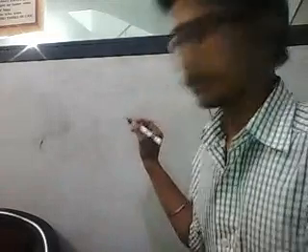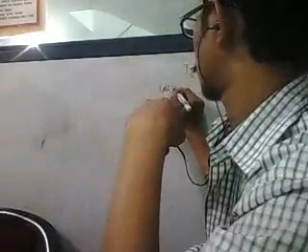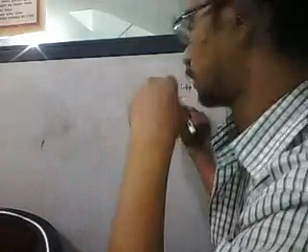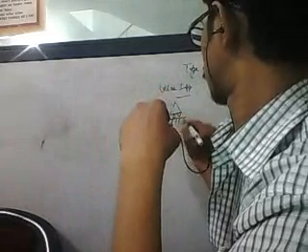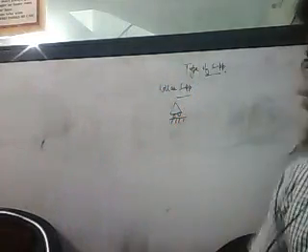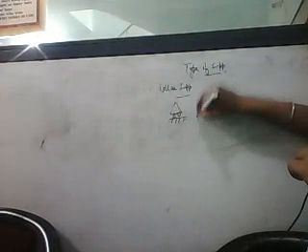The supports are of three kinds. First one is roller support. Roller support is drawn like this. And when we make the FBD of this, it will be like this.